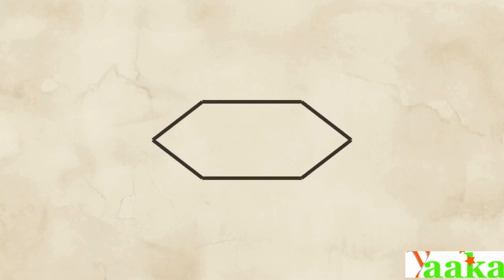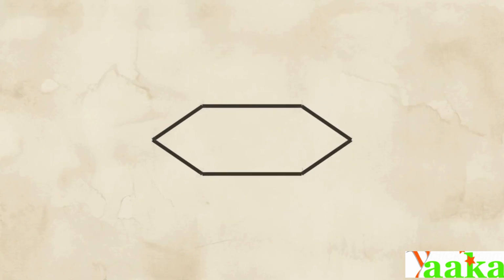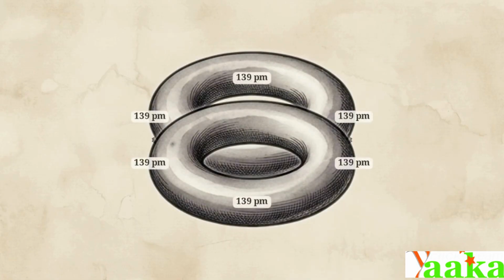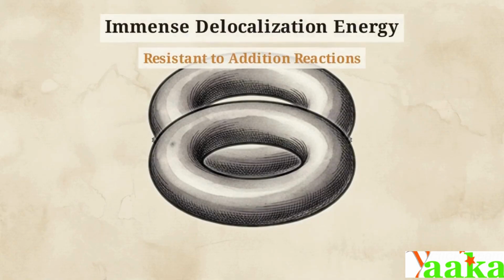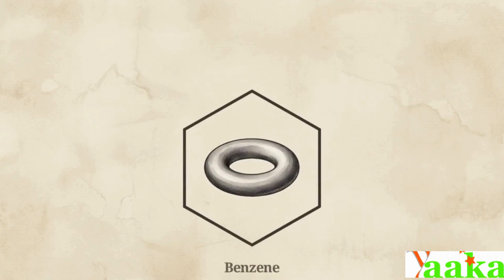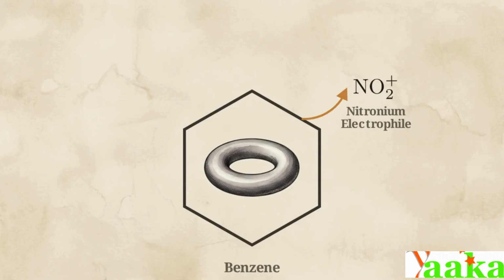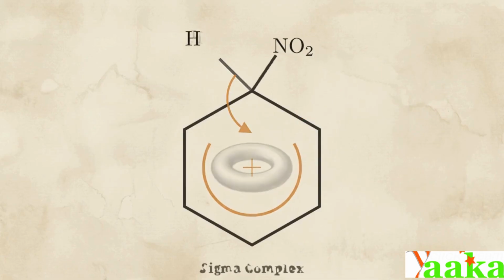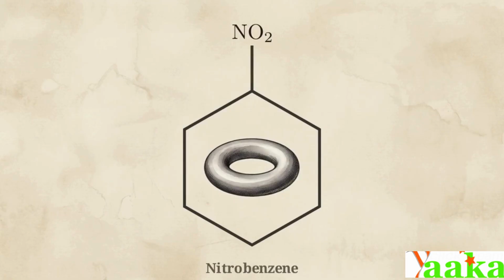Overlapping p orbitals create continuous rings of delocalized electron density above and below the plane. Proven by its geometry, every carbon-carbon bond is identical in length. This immense delocalization energy makes benzene highly stable and resistant to addition reactions. Benzene instead utilizes electrophilic substitution to preserve its ring. In this nitration mechanism, a nitronium electrophile is generated and attacked by the ring's pi electrons. This forms a temporary sigma complex before a hydrogen proton is lost, restoring the ring's aromaticity.